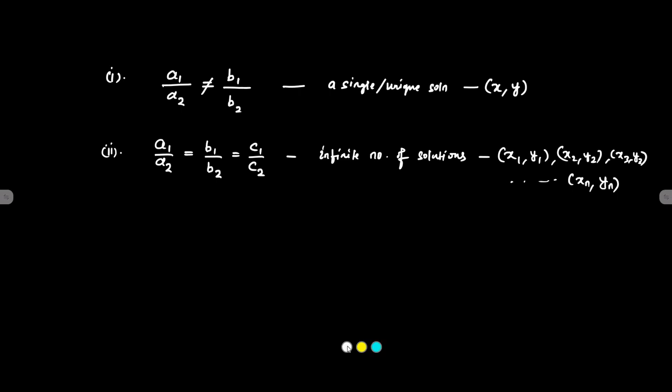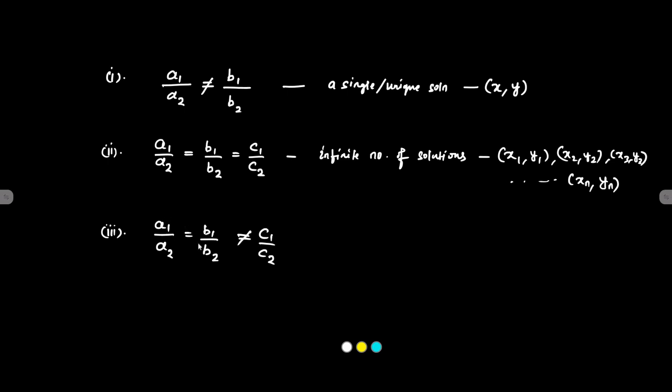Okay, the third case. So in the third case, we have a1 by a2 is equal to b1 by b2, but it is not equal to c1 by c2.